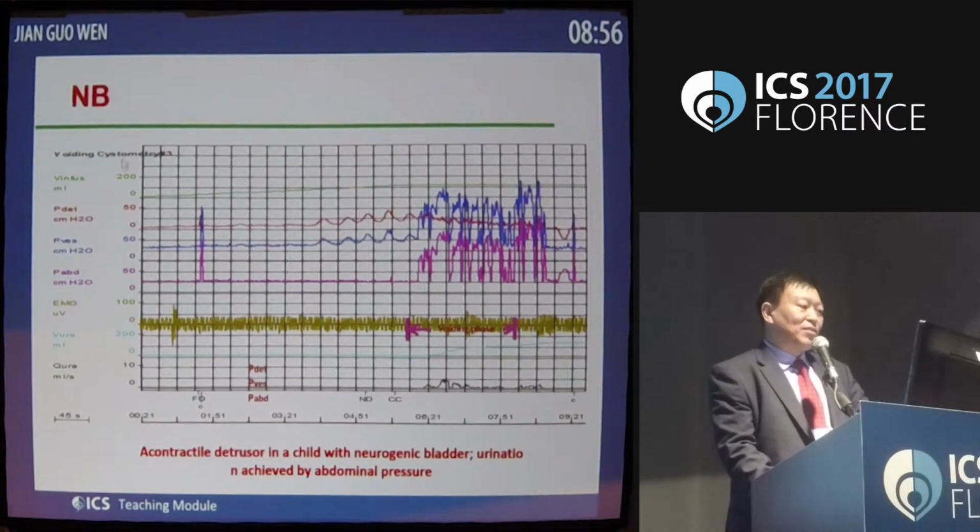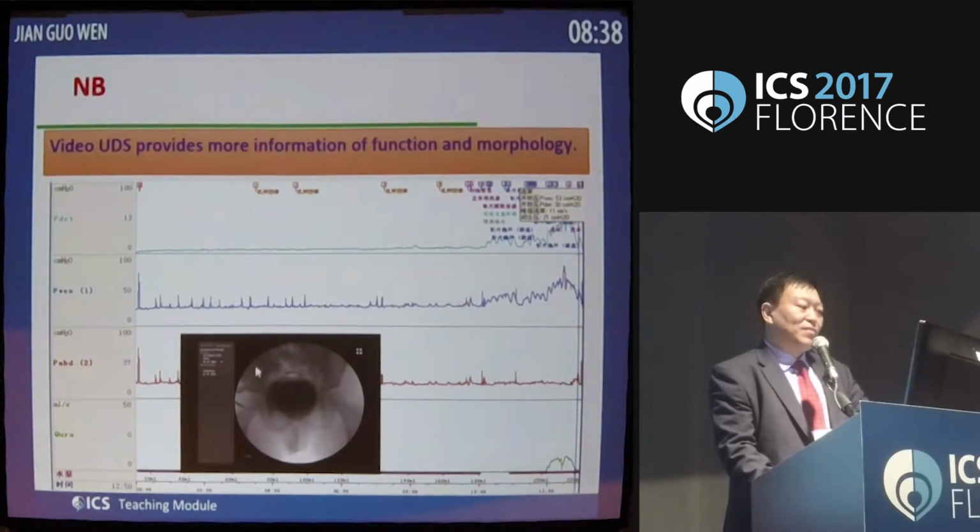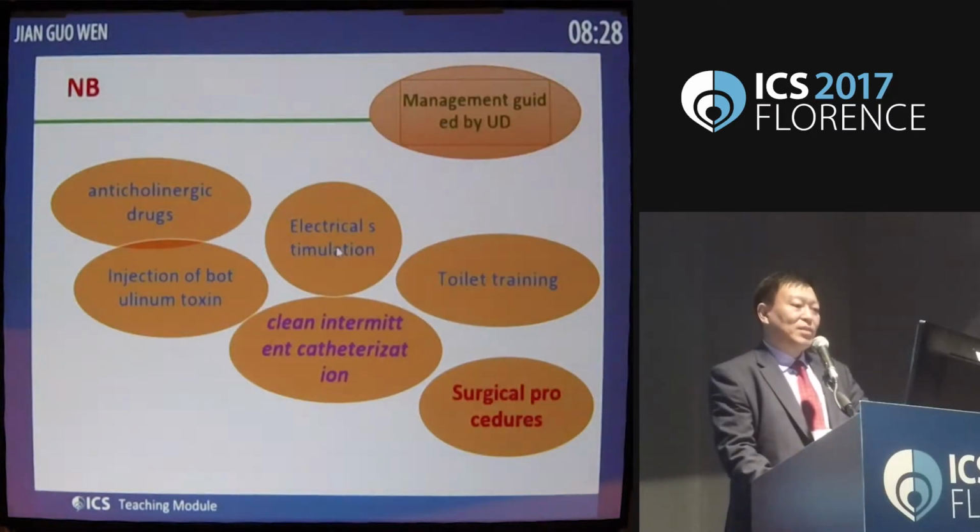From this figure, you can see a neurogenic bladder. The detrusor is underactive, so during voiding you cannot find detrusor contraction. The child voided by increased abdominal pressure. From the video urodynamic study, you can see the morphology of the bladder. You can see the bladder wall is good in this case.